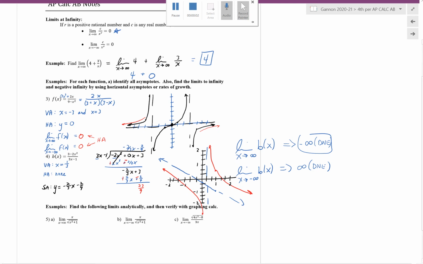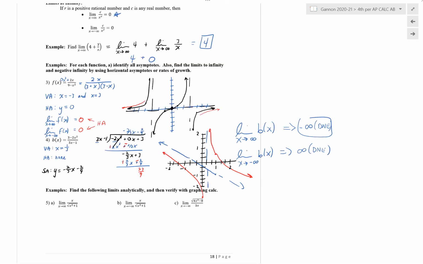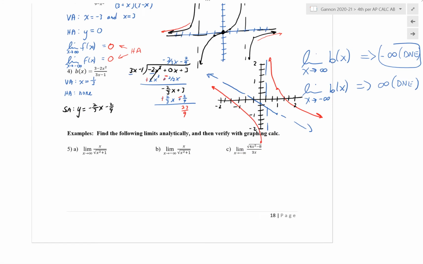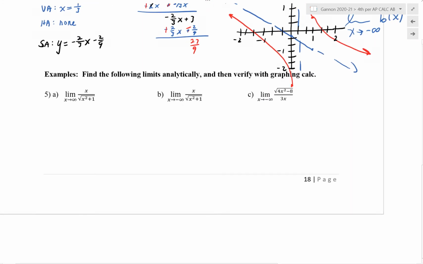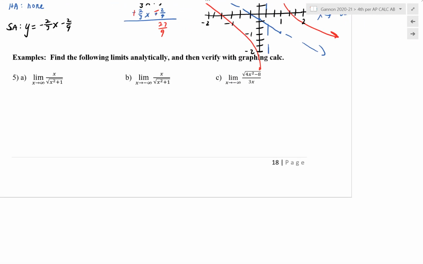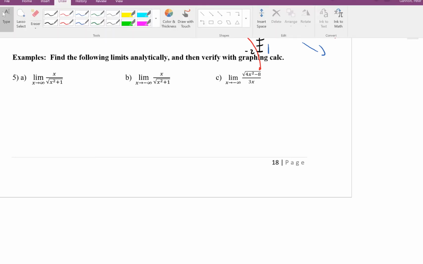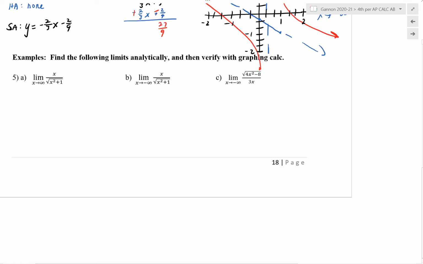All right, guys, this is part 3 of that 2.5 video. So we're going to take a look at example 5, and it says find the following limits analytically and then verify with a graphing calculator. So for A, we want to find the limit as x approaches infinity of x over the square root of x squared plus 1.